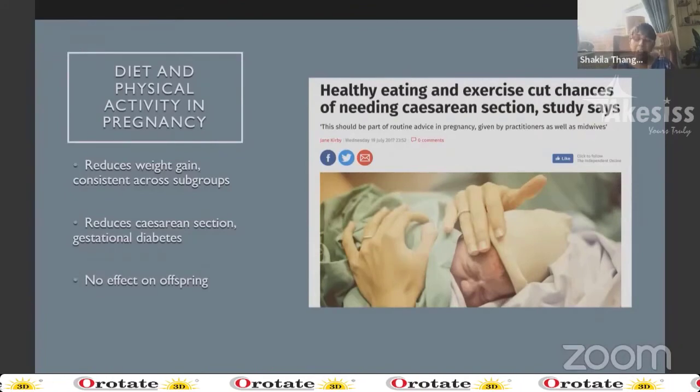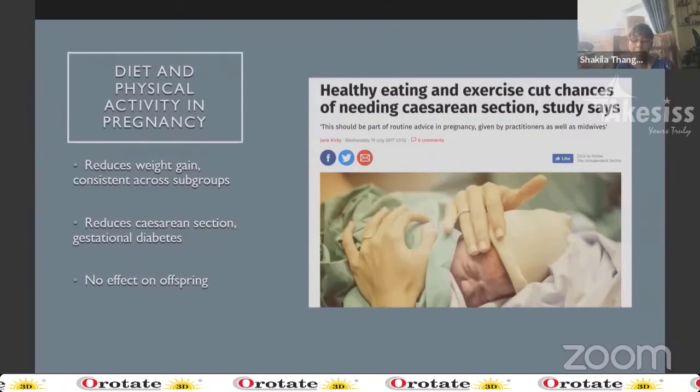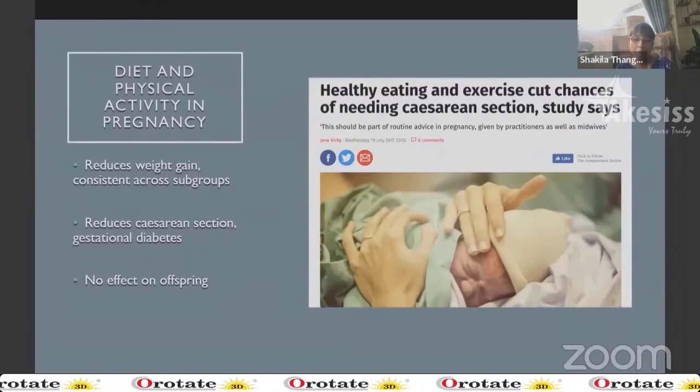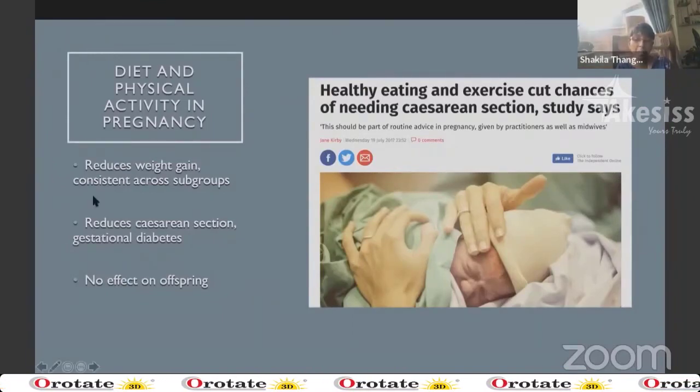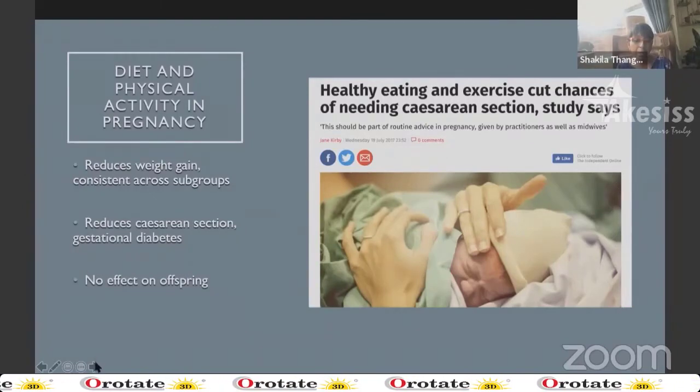So we can reassure moms that with a healthy diet and physical activity, you can do simple physical activity. You can do cycling, you can walk, you can jog. It's absolutely safe. There is no risk of preterm birth, no risk of preterm rupture of membranes, no risk of antepartum hemorrhage. It's absolutely safe for the offspring.